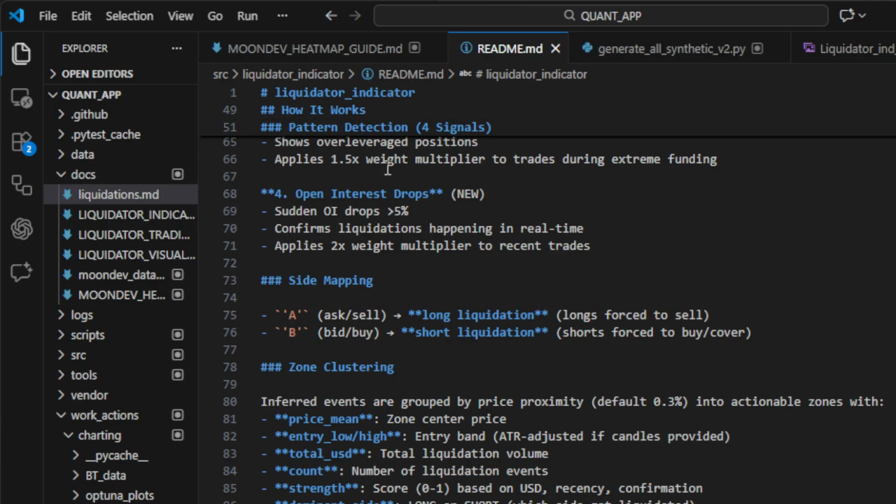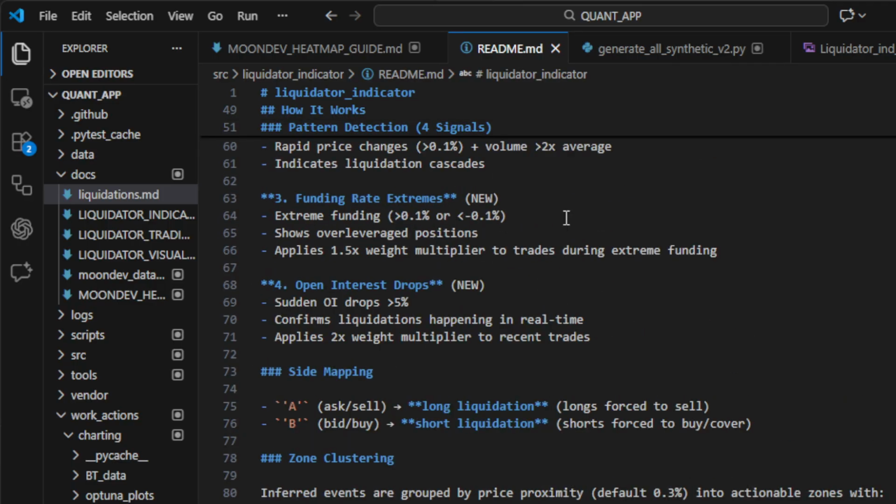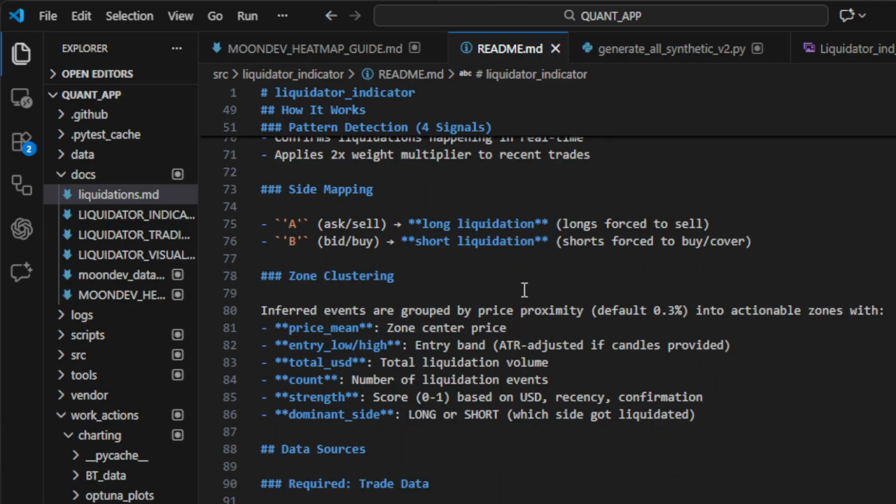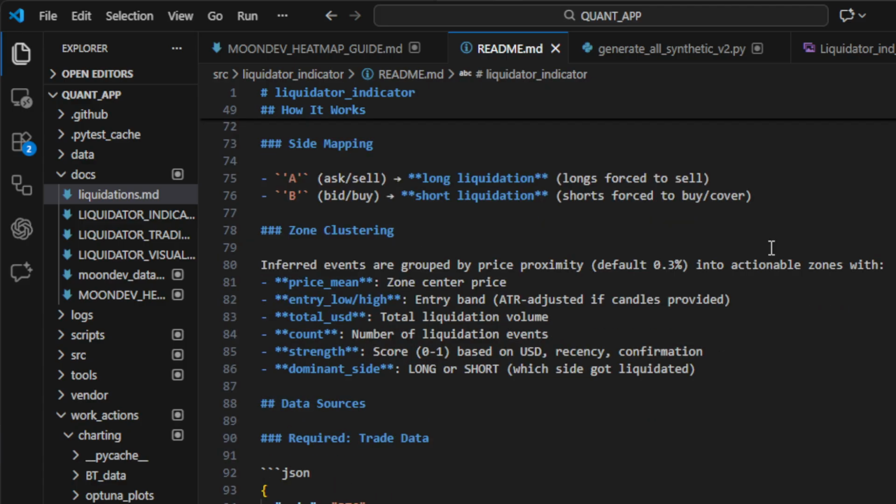That's another one I added after. Open interest drops, also one I added later. Side mapping, zone clustering, so price mean, entry low high, total USD, count, strength, dominant side.